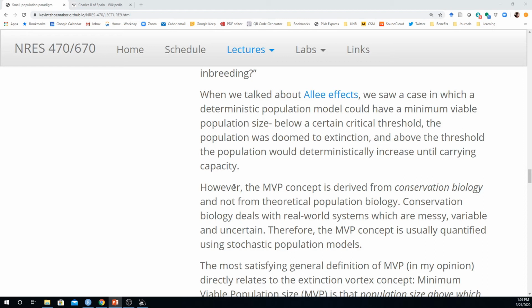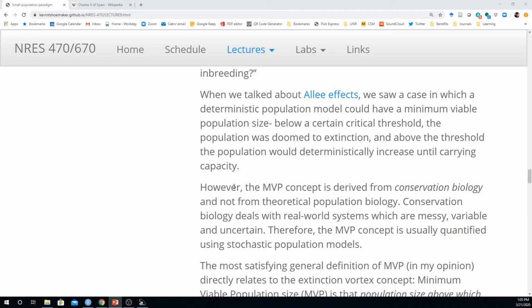We talked about Allee effects earlier, so you may see a parallel here. In logistic growth models with an Allee effect, we saw how a deterministic population model could have a minimum threshold. Below that critical threshold, the population is doomed to extinction, essentially. And above the threshold, the population would eventually increase until carrying capacity. So there's this critical threshold, and that's kind of like a minimum viable population.